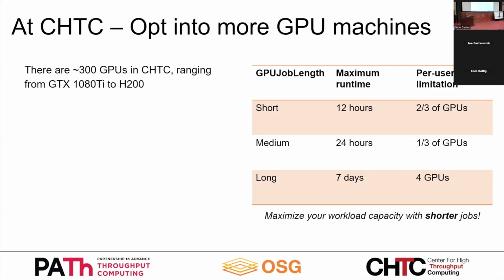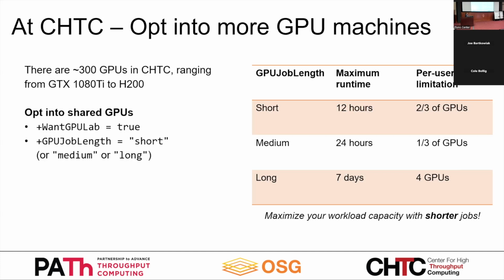If they want to do long jobs, they can. That's up to 7 days, but you're really only limited to 4 GPUs maximum. And so by doing this, we're encouraging users to think about maximizing their workload capacity by submitting lots and lots of short jobs rather than hogging a single machine with a long job. So to opt in, we have some options here for the shared GPUs, and also we require them to define the GPU job length, otherwise it defaults to short, I believe.